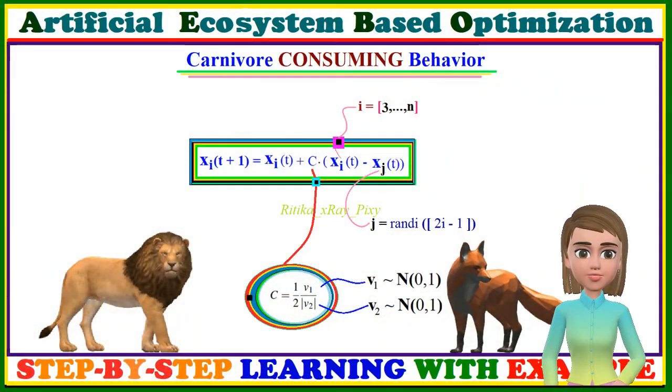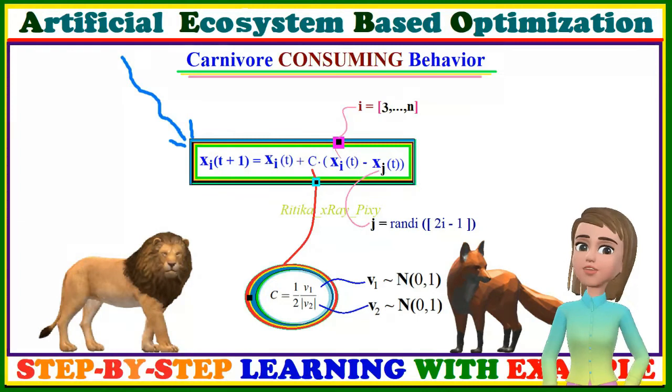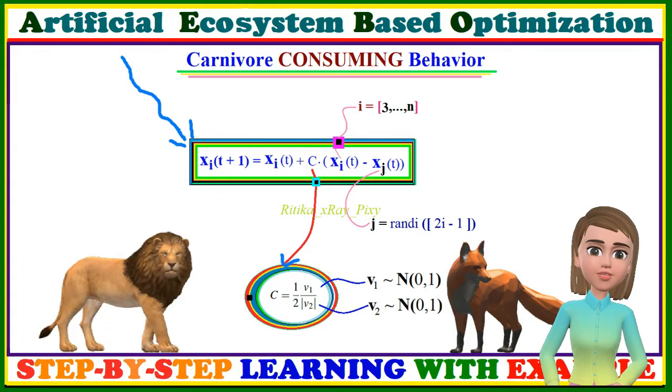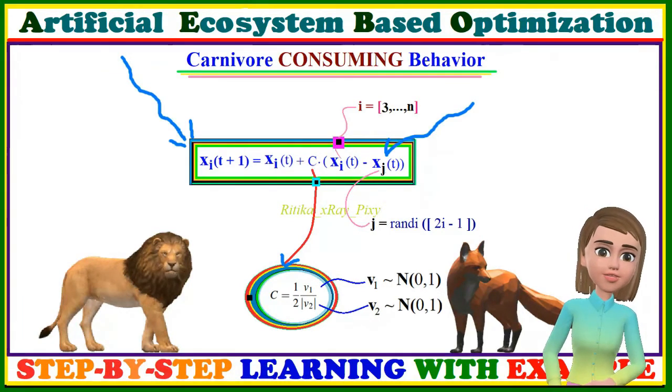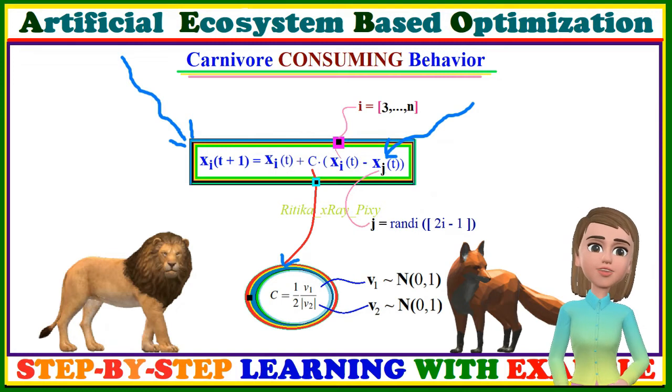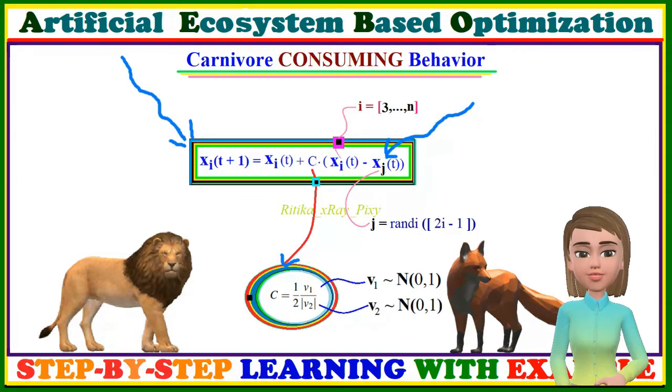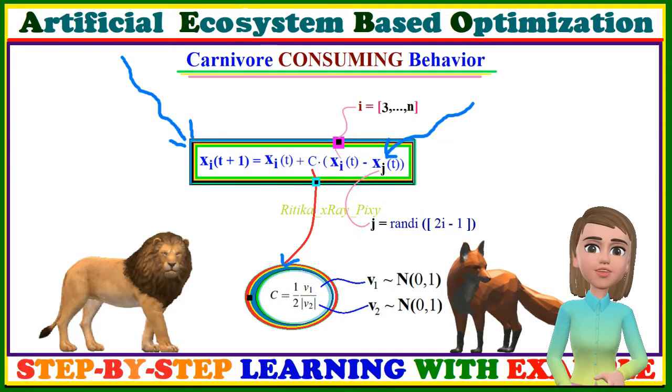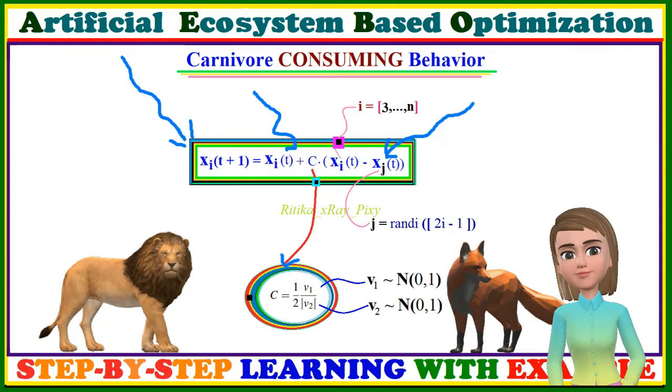For the carnivores, this is the mathematical model that we can use to update their position in the search space. Here C is the Levy flight, that is the random walk done by an individual in the search space. And here we have XJ, that is another individual. As we know, carnivores can consume other consumers. So here XJ is another individual, this is the Levy flight, and this is the agent's previous position.